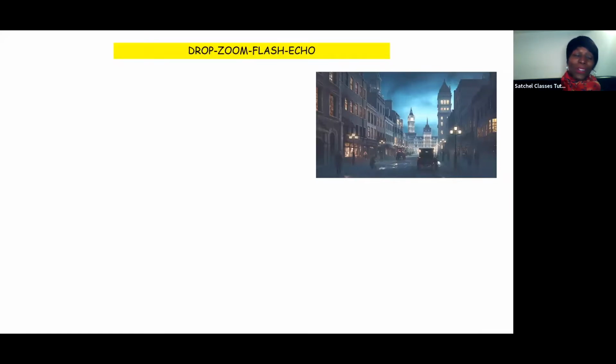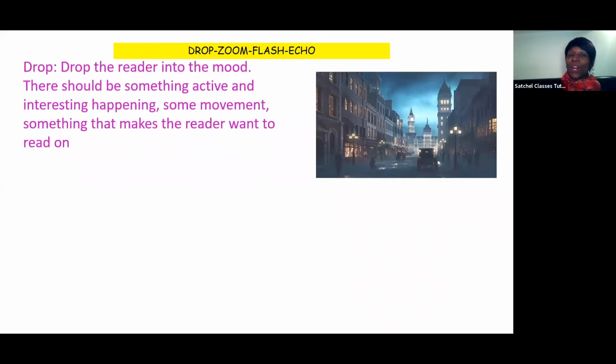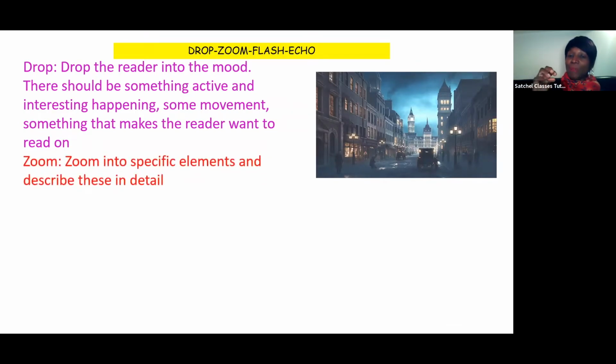Right, for the last part of this webinar, I want to talk about structure using the drop, zoom, flash, and echo method to write a whole piece. You start with drop. Drop means that you drop the reader into the mood. Straight away, you give them something active, something interesting, some kind of movement, something that makes them want to read on. The zoom is thinking about specific elements. So you're zooming in and describing those elements in more detail.